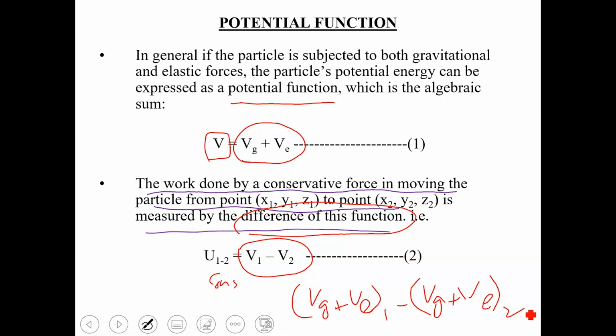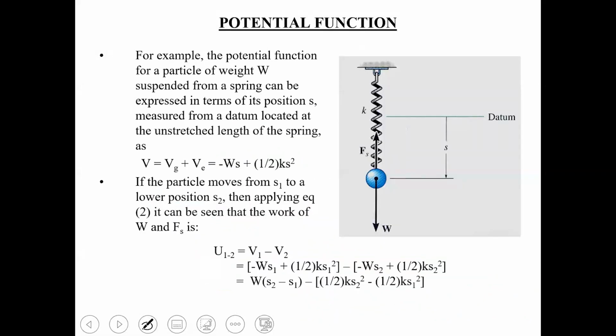Now, in order to prove this equation, let us consider a particle which is being shown to you here, which is connected with a spring. This particle has a weight of W as shown in the figure. So, for example, the potential function for a particle of weight W suspended from a spring can be expressed in terms of its position S measured from a datum located at the unstretched length of the spring.